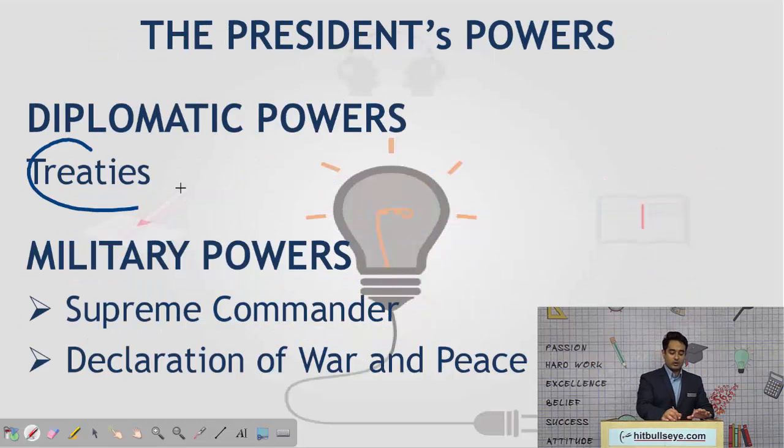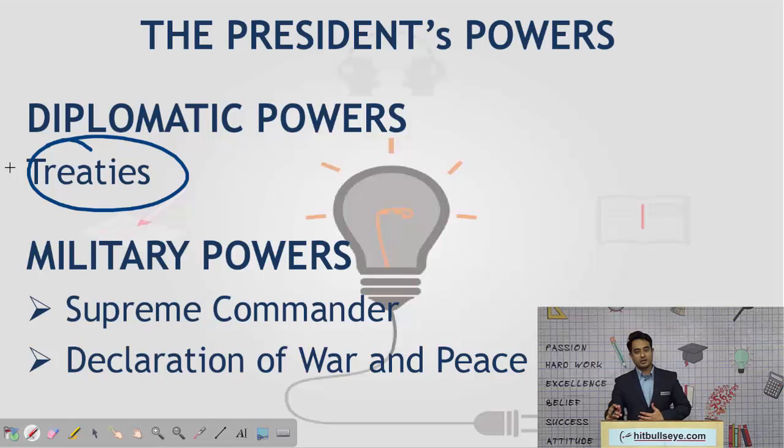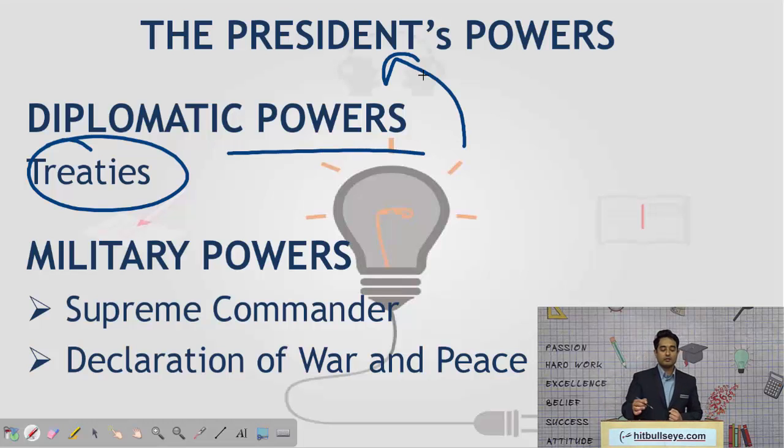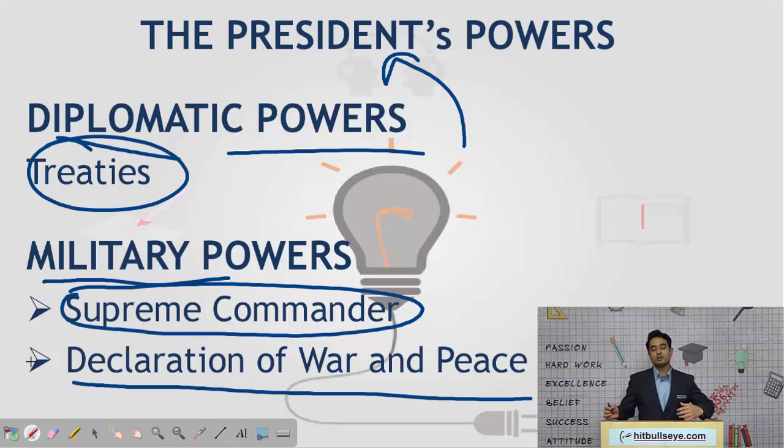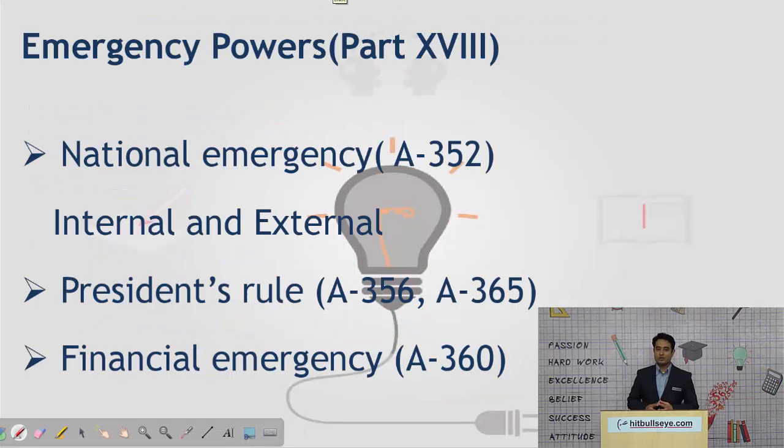All the international treaties that are signed by the Indian government are signed on behalf of the President. Besides, it is only the power of the President to declare war or peace. The President declares war or declares peace, and therefore he is also the supreme commander of all the military of India. Along with all these powers, the President of India also has certain emergency powers.